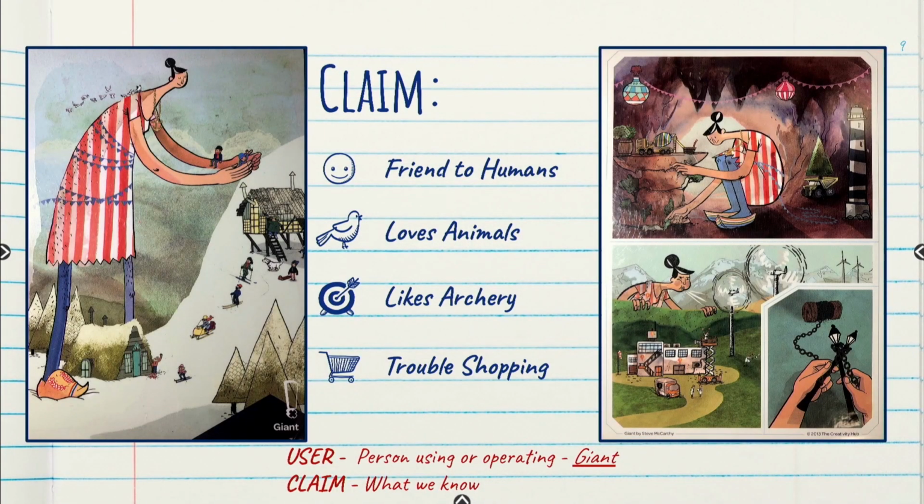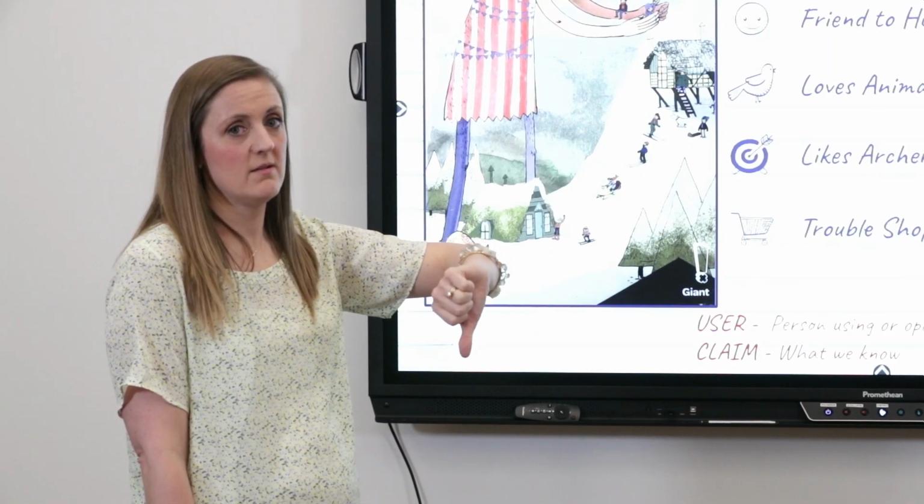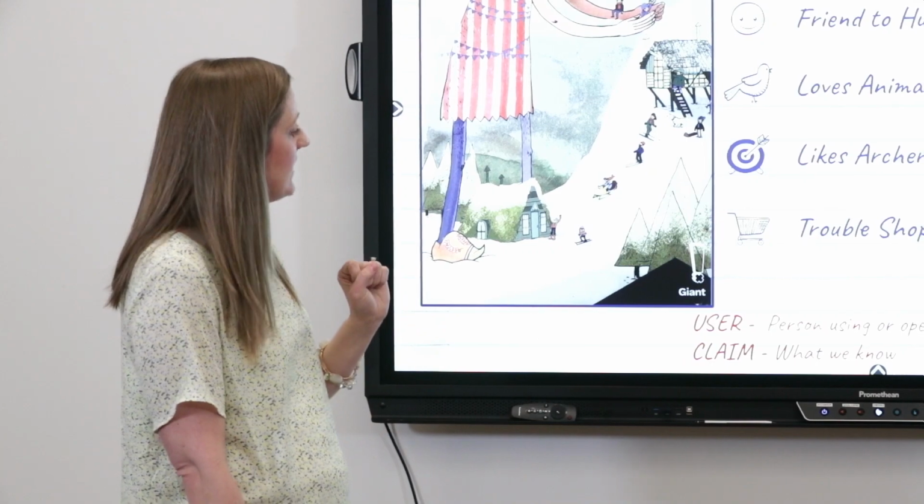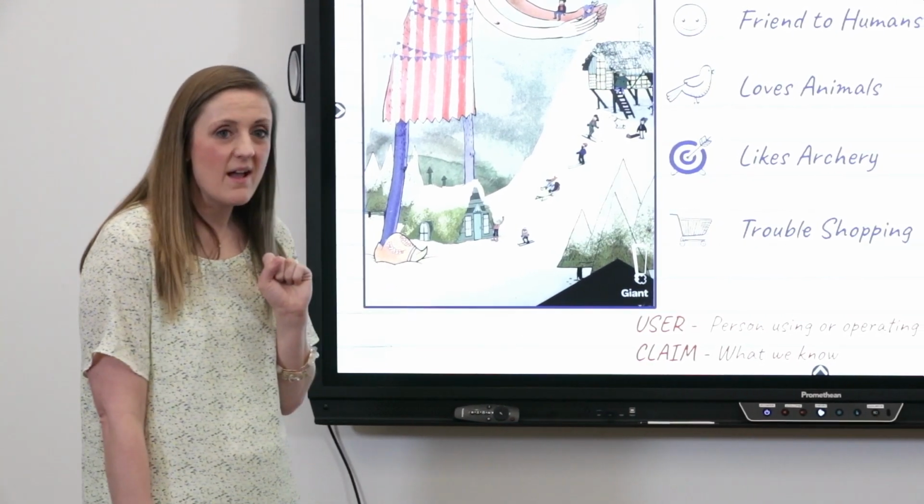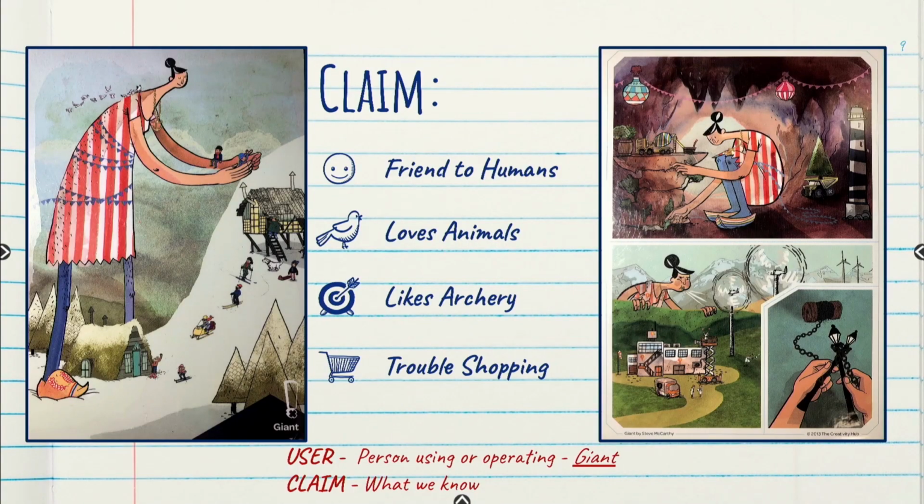So I'm going to make the claim based on what I've seen, and just give me a thumbs up if you see this too. Do you think this giant is a friend to humans, or a thumbs down is not a friend to humans? I want you to look in the picture and see what supports that observation, and then keep that to yourself because we're going to talk about it in a minute.